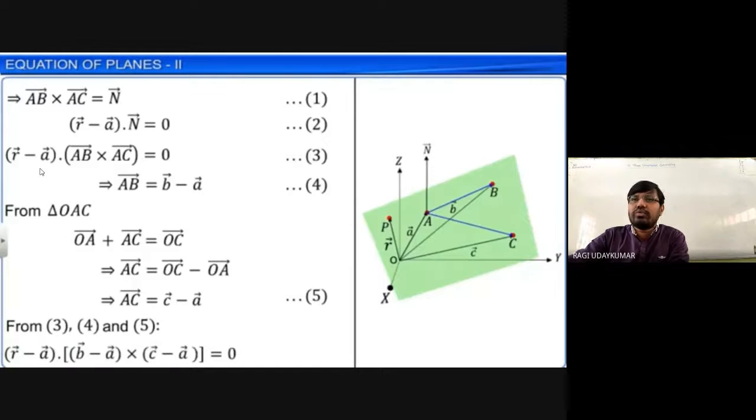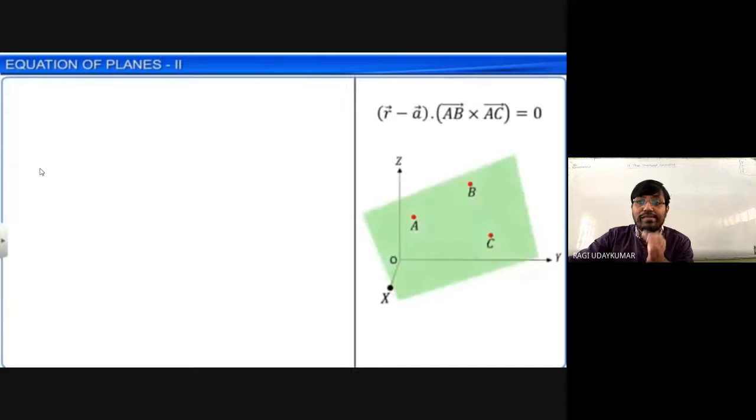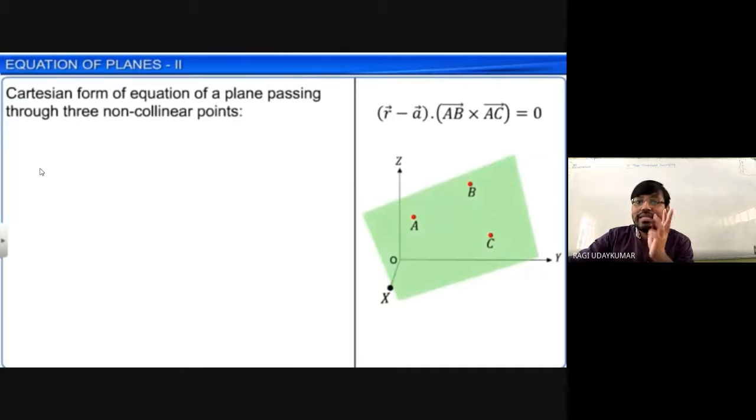This is a way to find the vector. So what do we get here? R bar minus A bar dot B bar minus A bar cross C bar minus A bar is equal to 0. This is the vector form of the equation of a plane passing through the 3 non-collinear points.